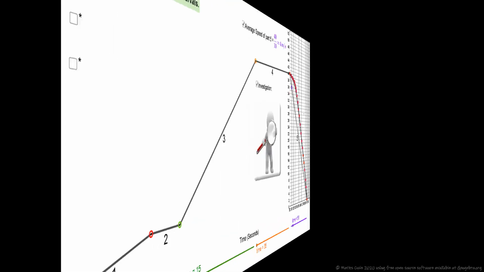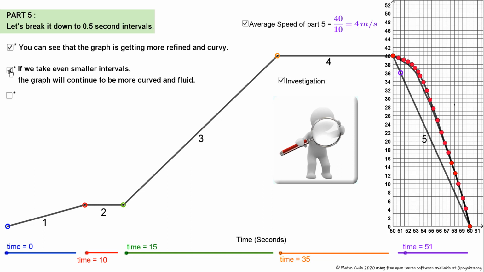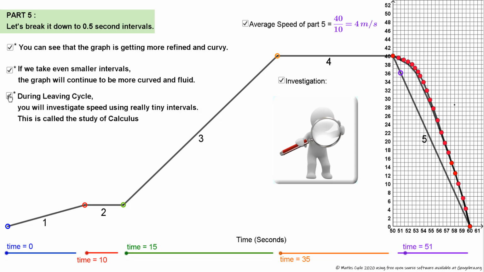Okay, so let's take an even closer look and break it down into half-second intervals. What you can see from the graph is that it is getting more refined and more curvy. In fact, if we take even smaller intervals, like say 1/10 of a second or 1/100th of a second, the graph will continue to be more curved and more fluid. Actually, during your learning cycle, you will investigate speed using really tiny intervals. This is called the study of calculus.